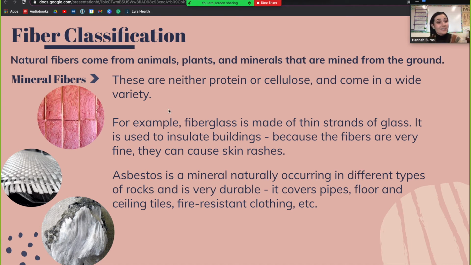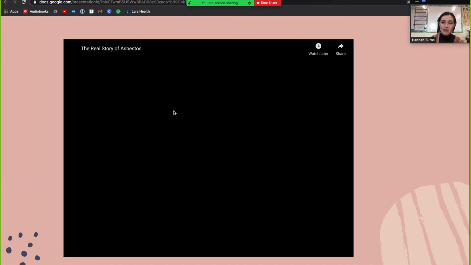So asbestos is similar in terms of its splintering tendencies. That's why you should stay away from large amounts of asbestos, and that's why it's kind of being strayed away from in terms of using in construction, because essentially it's a mineral that naturally occurs in different types of rocks, and it's really durable. It's a very useful natural fiber. It covers pipes, floor, ceiling tiles, fire-resistant clothing, but just like fiberglass, it has a tendency to splinter off, and those little splinters can get caught in your lungs, and they do more than just poke at your lungs. But I'm going to let this next video explain that for you.